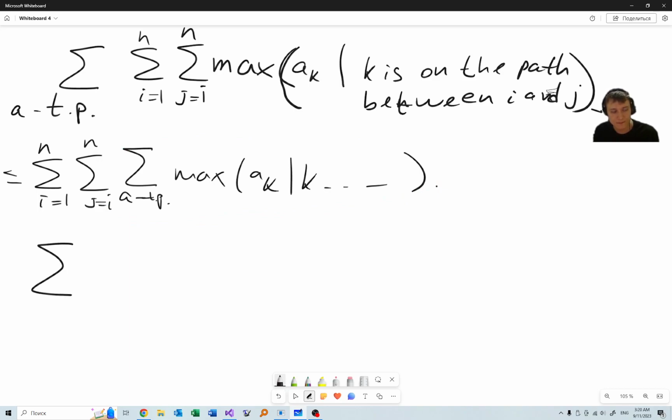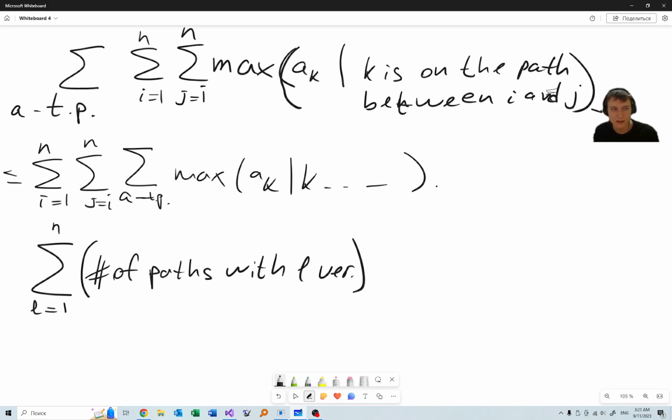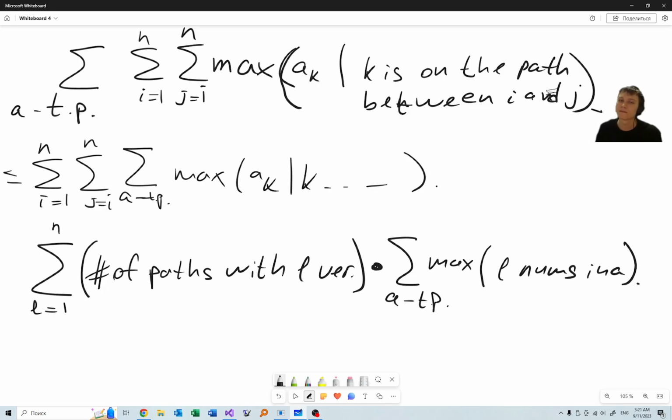Sum over L from 1 to n, for example, and we calculate the number of paths with L vertices times the sum for all A travel plans of the maximum of just L numbers in A. So after that, the problem is kind of two separate things. You need to, for each L, find this thing and find this thing.